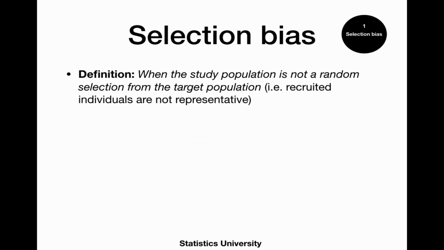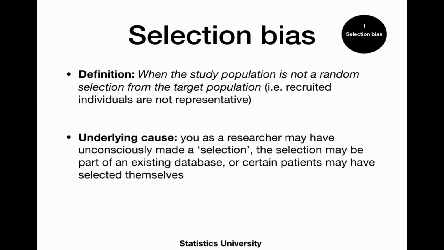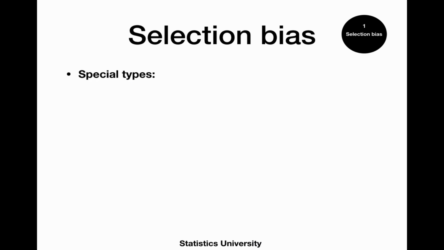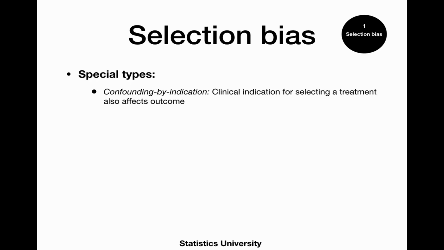In selection bias, the problem is that the study population is not a random selection from the target population. So the recruited individuals are not representative of the domain. The underlying cause can be that you as a researcher may have unconsciously made a selection. The selection may be part of an existing database or infrastructure, or certain patients may have even selected themselves. And there are special types of selection bias.